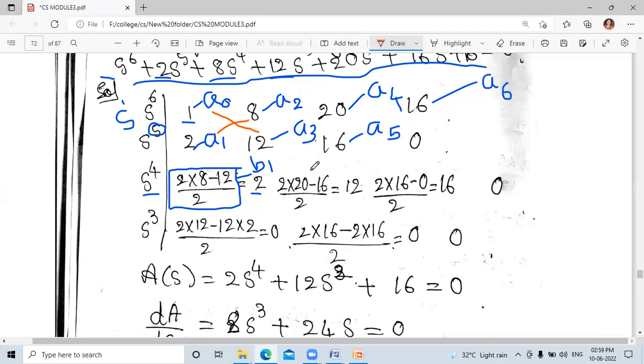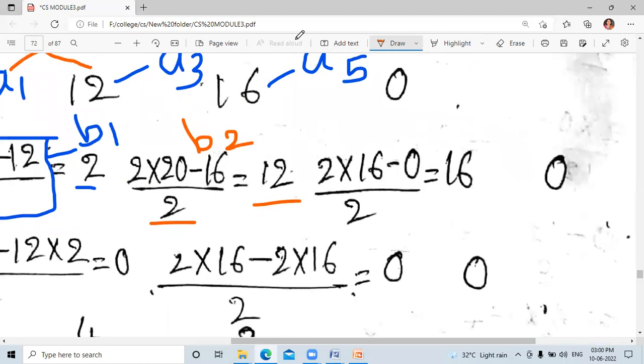So for B2, this is the value of B2. For B2, A1 into A4 minus A5 into A0 divided by A1. So you can observe 2 into 20 minus 16 into 1 divided by 2. The value is 12. Okay. Similarly, A1 into A6 minus 0 into A0, that is 2 into 16 minus 0 divided by 2. We'll get the value 16.